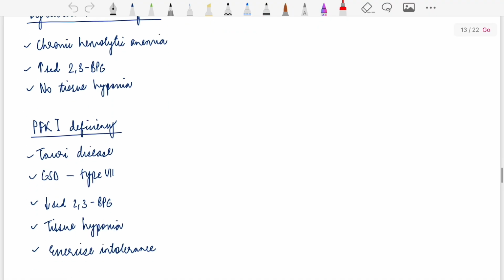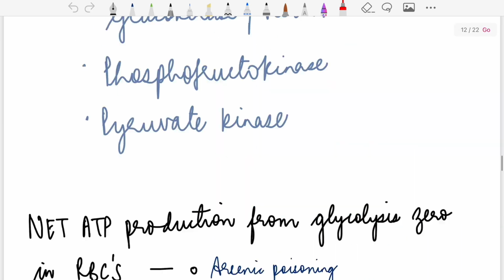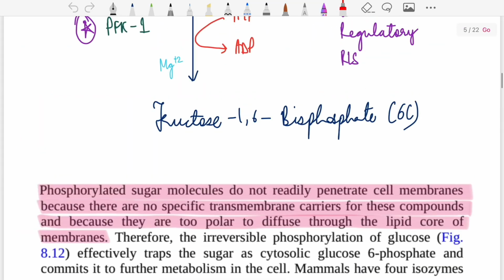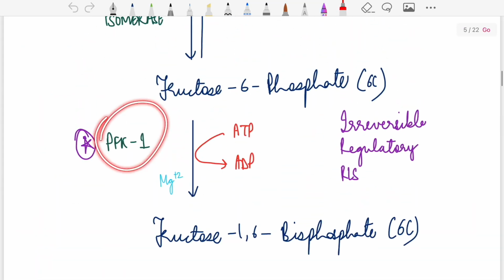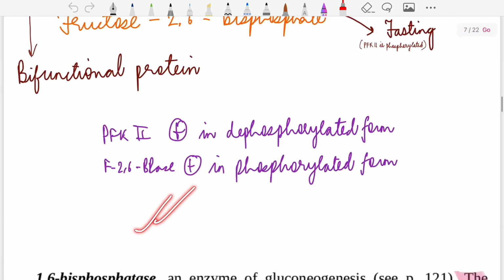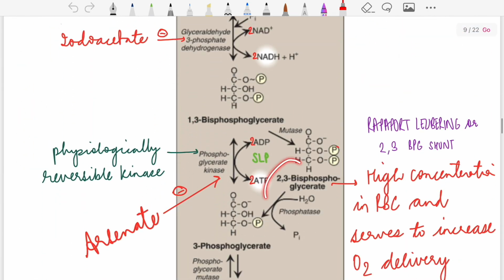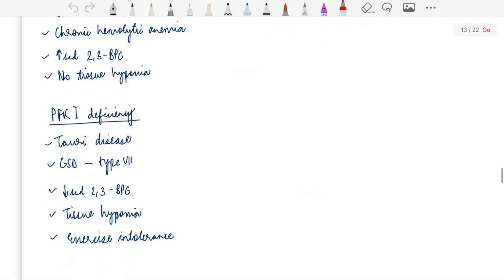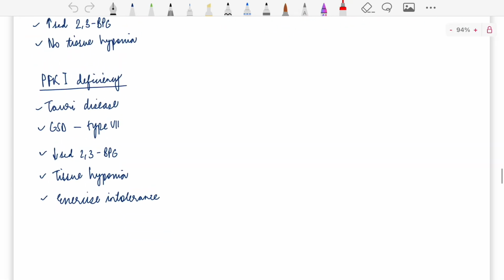No tissue hypoxia. And similarly, phosphofructokinase 1 deficiency is also known as Tarui disease. It is glycogen storage disorder type 7. So over here, 2,3-BPG is decreased. Why decreased 2,3-BPG? Because you see, this step would be inhibited. If this is not being formed, then how can you expect 2,3-BPG, which is much later, to be formed, right? So over here we can experience tissue hypoxia and exercise intolerance.